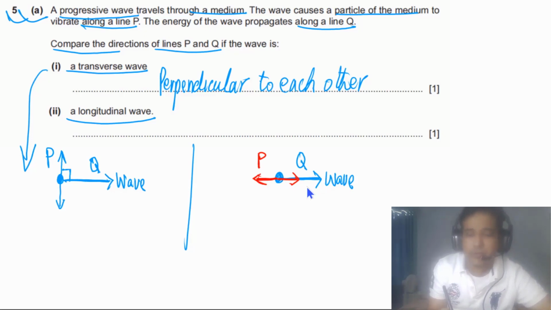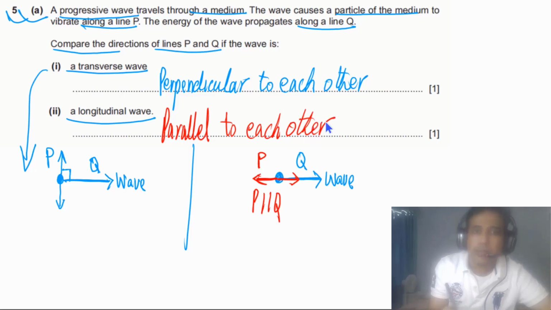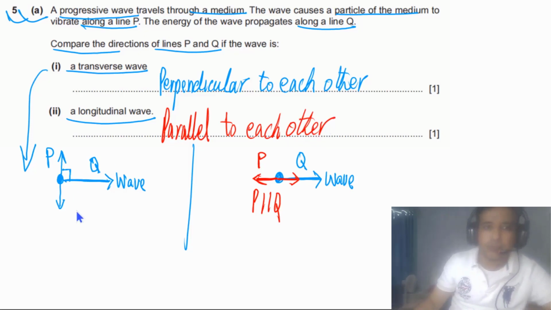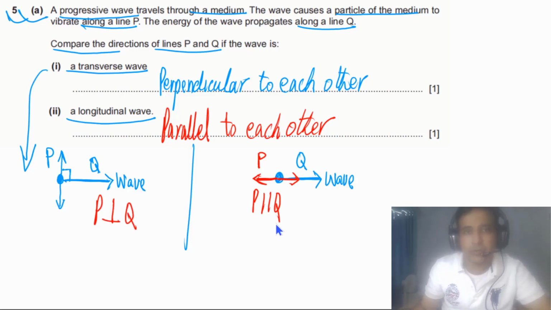Now if you look, these two lines are parallel to each other. So this is what we need to write down: here we have P that is perpendicular to Q, and these lines are parallel to each other. This question has 2 marks. If you have written these 2 points, you will get 2 B marks.